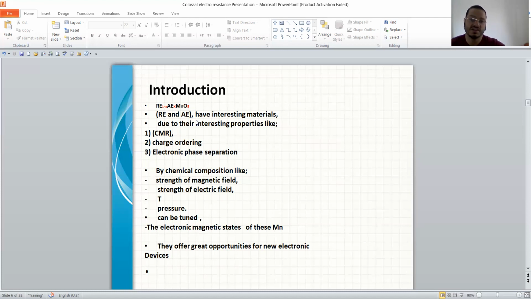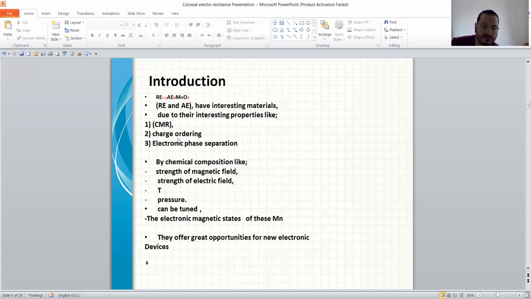By chemical composition, strength of magnetic field, strength of electric field, temperature, and pressure, we can do something like a control point on the electric and magnetic state of the manganites. Some groups of elements will be the leader over others. I try to explain the relation between these elements, the alkaline earth and rare earth, with the manganites. They offer great opportunities for new electric devices.